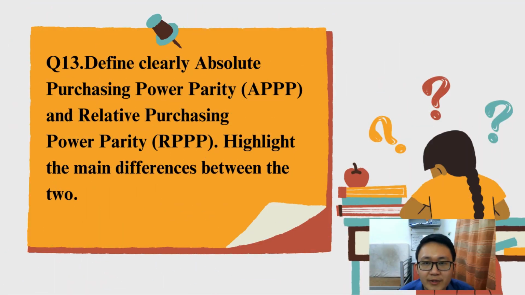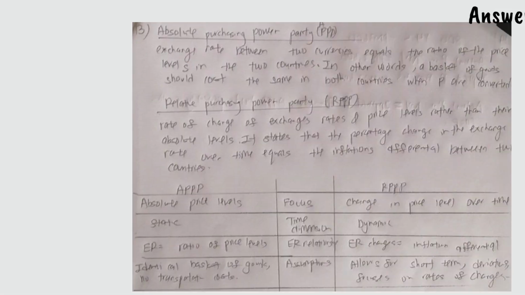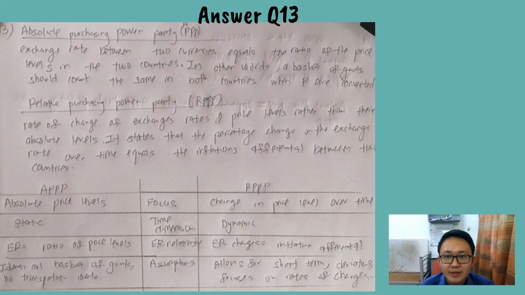Question 13 is to define clearly absolute purchasing power parity and relative purchasing power parity, and highlight the main difference between these. So this is the answer for question 13. The absolute purchasing power parity refers to the exchange rate between two currencies equalling the ratio of the price levels in the two countries. In other words, a basket of goods should cost the same in both countries when prices are converted.